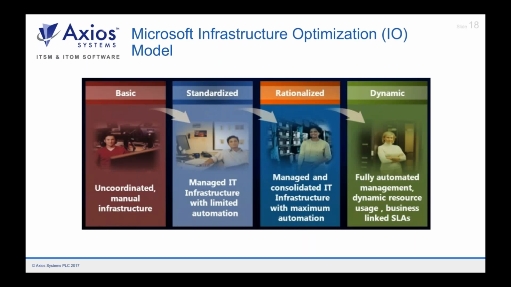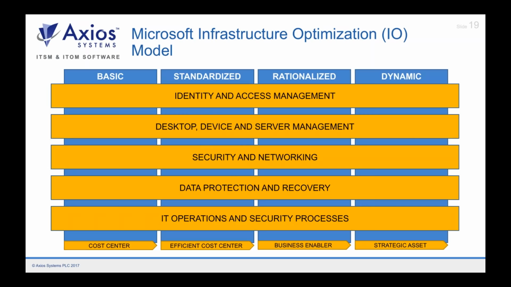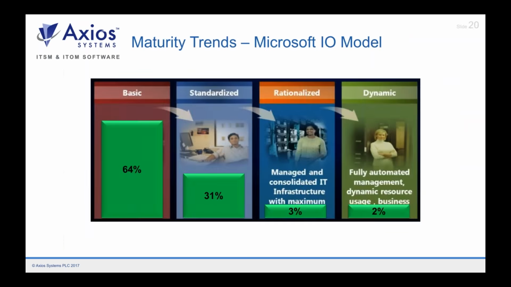Now, moving on to the Microsoft infrastructure model. As the name suggests, it's highly focused on infrastructure management, and automation is the key theme. The IO model is a rare instance of a 4-level model, no doubt to make it look simple. However, there are 5 threads that run through it. So from identity and access management through infrastructure, hardware to security, data protection, and recovery, it also does touch on IT ops processes. So the IO model is broader in scope than the Axelos ITIL maturity model.